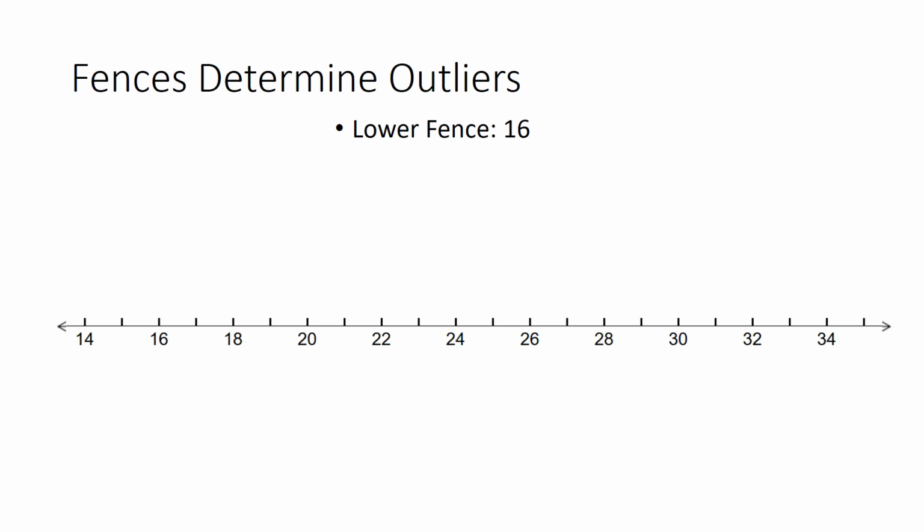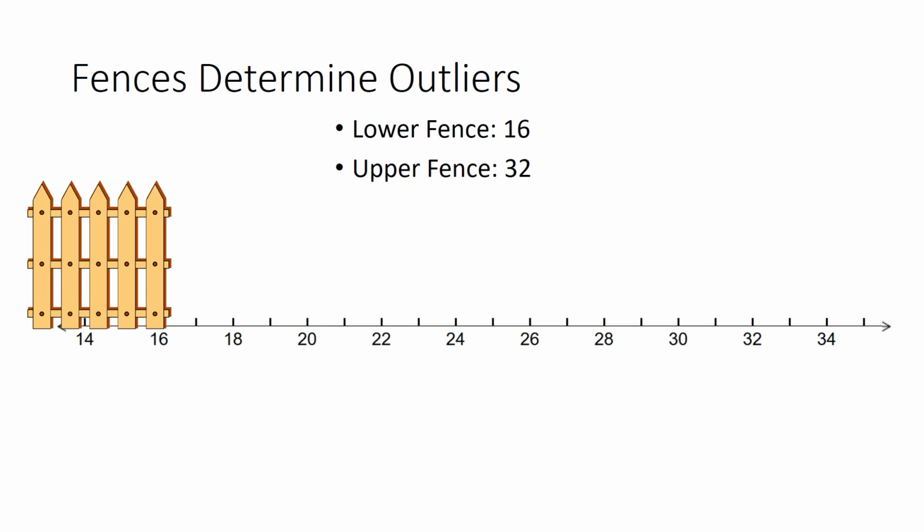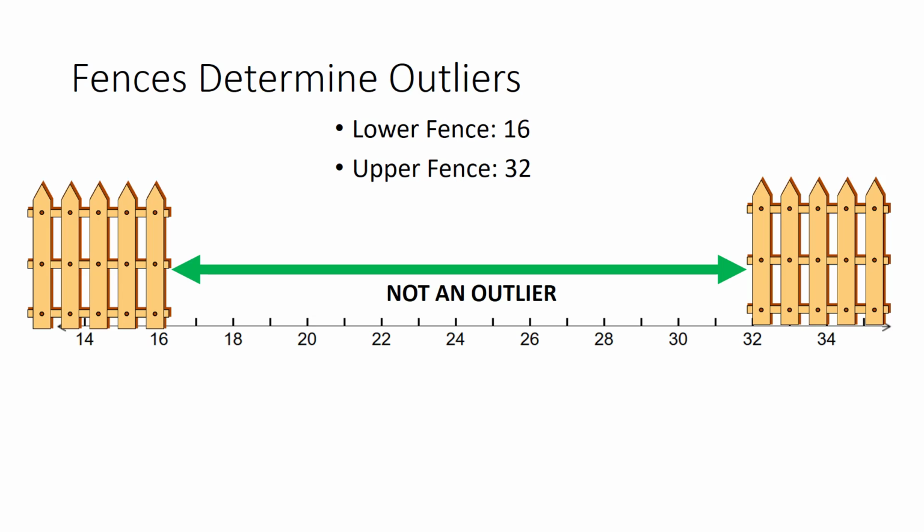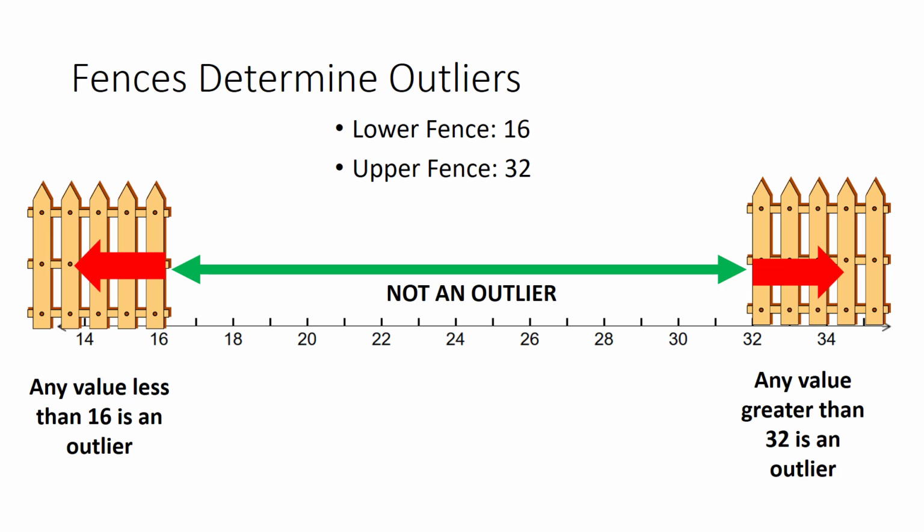So our lower fence is 16, and our upper fence is 32. So what does that tell us? Well, that tells us anything between 16 and 32 is not an outlier. But any value in our data set that's less than 16 is considered an outlier, and any value greater than 32 is also considered an outlier.